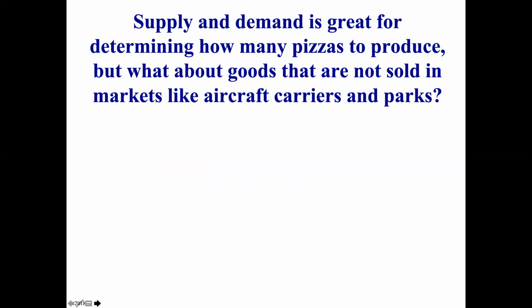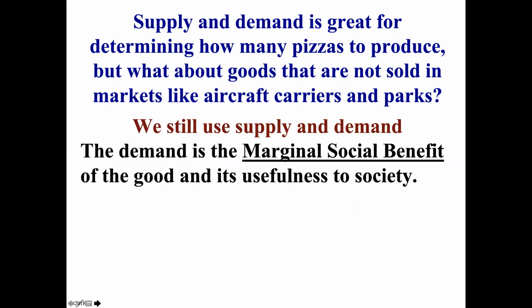So kind of to introduce this idea about, well, how would governments and societies think about production on their own? Obviously, in a case like pizzas, private businesses are going to do a great job producing those. But what about products or services like aircraft carriers or parks? How should we go about determining what the optimum quantity of those items might be?